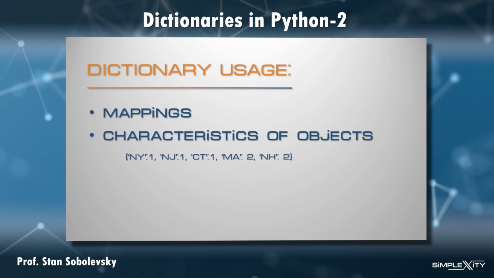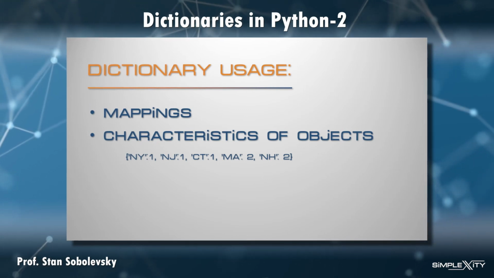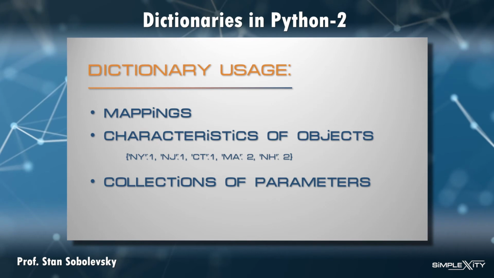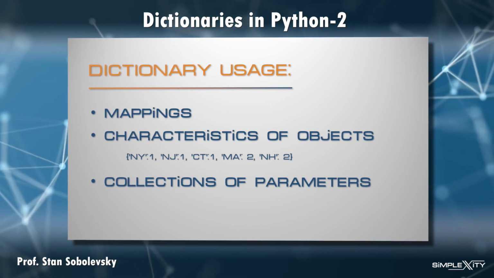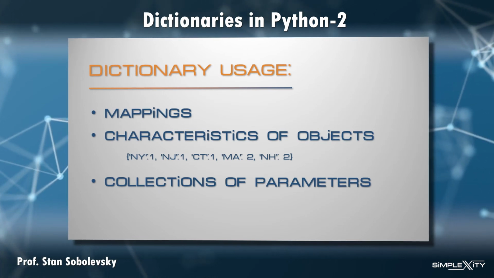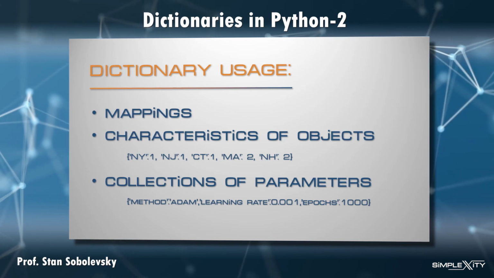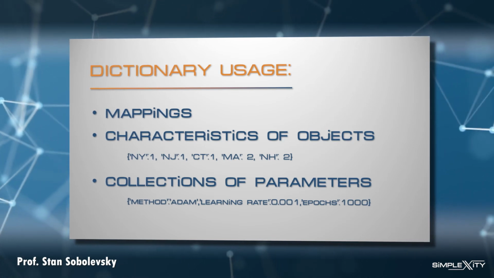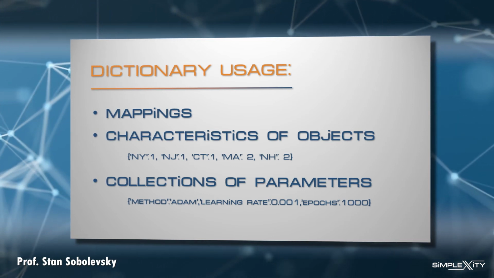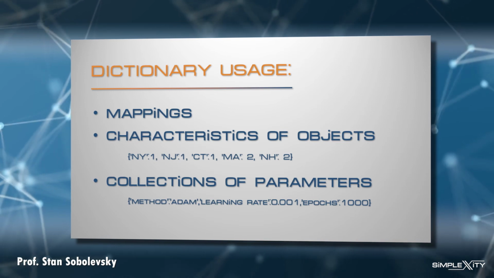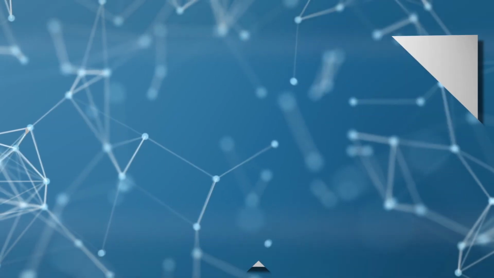Dictionaries also often serve as data structures, providing a method or model with a set of hyperparameters identified by the parameter names. Imagine storing a configuration in a single dictionary data structure to be used by a neural network optimizer, specifying the gradient descent method, learning rate, and number of epochs. And you can even store all the configuration setups to be used by the optimizer for different models in a single data structure like that.